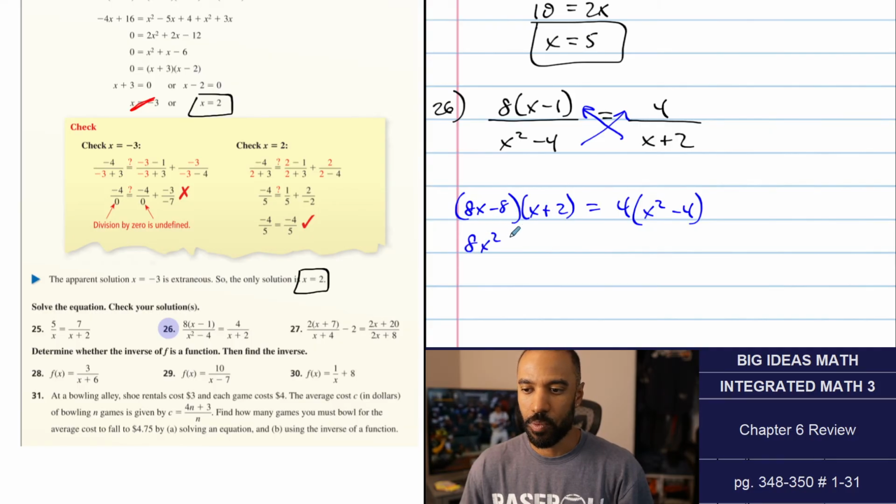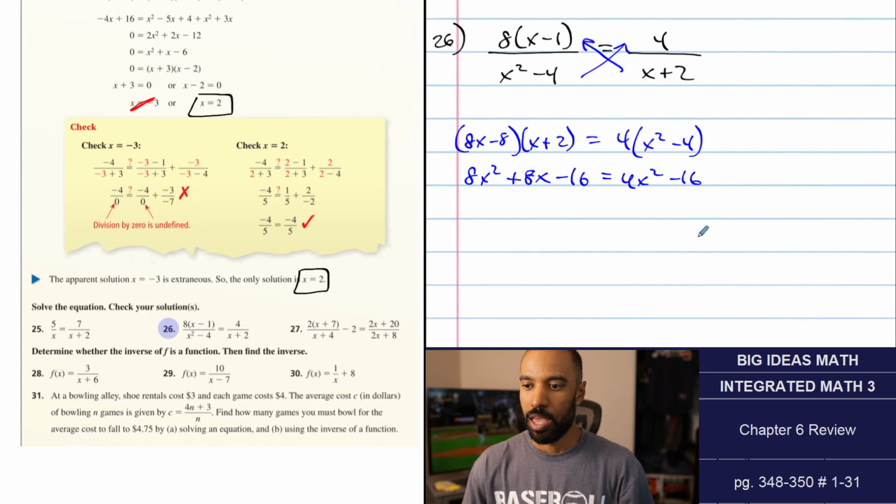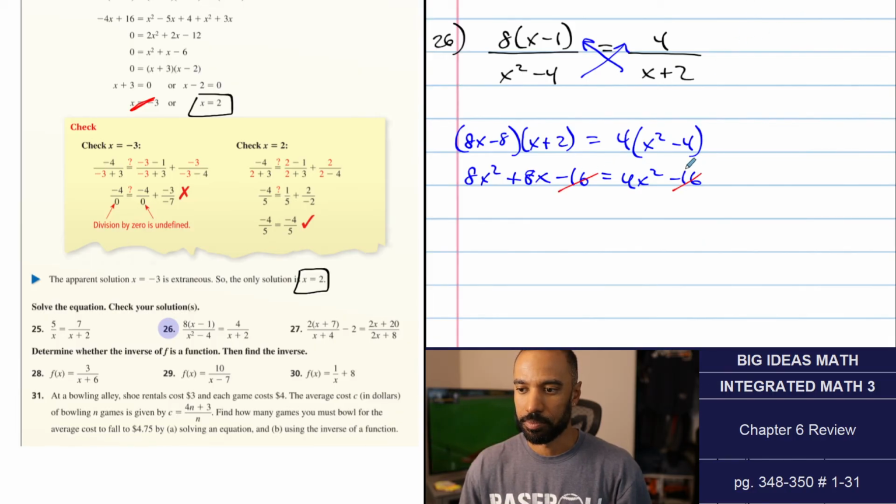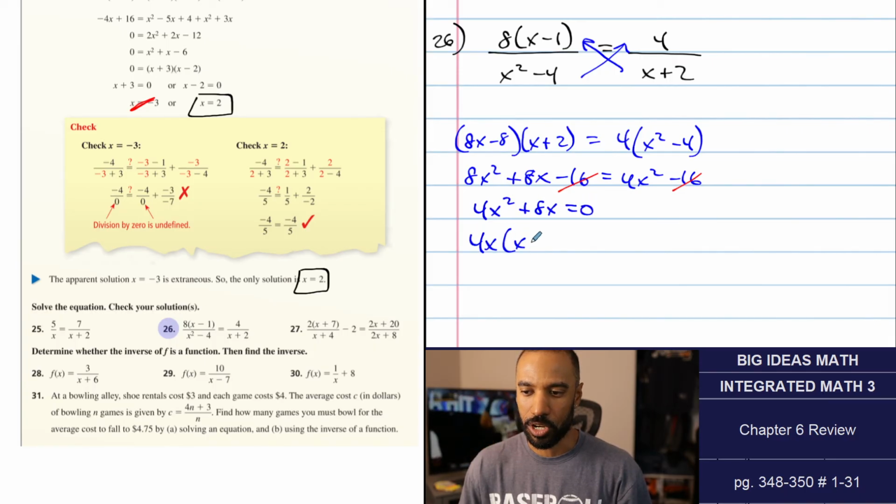So this is 8x squared plus 16x minus 8x minus 16. And this is 4x squared minus 16. If I add the 16s together, they cancel. If I subtract 4x squared over here, I get 4x squared plus 8x equals 0. I could factor out a 4x here, and you get x plus 2 equals 0. And you get either x equals 0 or x equals negative 2.